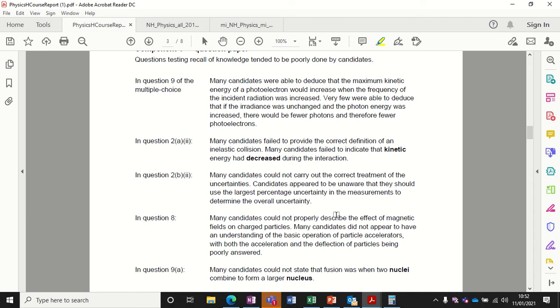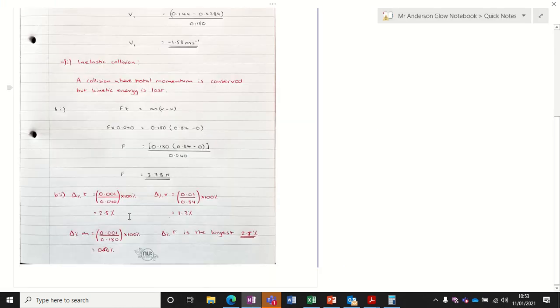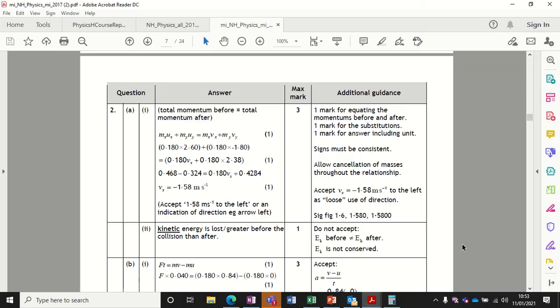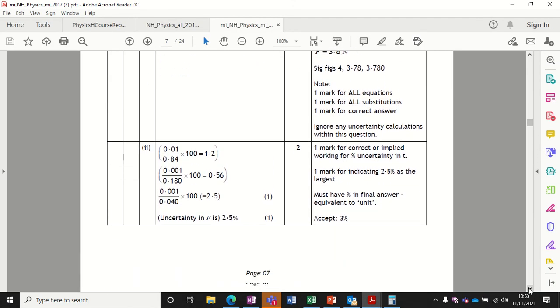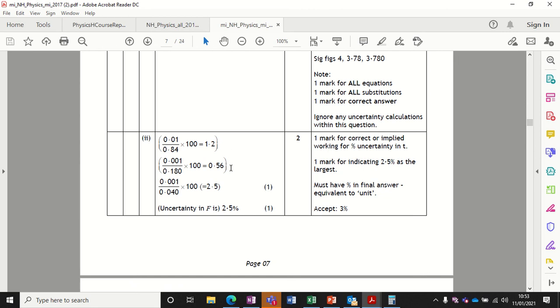Again, uncertainties is something that permeates through the entire course and you have to be able to do it. So if I again go to my solution, I've worked out the percentage uncertainty for time, for velocity and for mass, and I've identified that the percentage uncertainty in time is the largest, therefore the percentage uncertainty in force is 2.5%. If I go to the marking scheme for the question, then they've worked out 3 different percentage uncertainties and they've identified that the percentage uncertainty in the force is 2.5%.